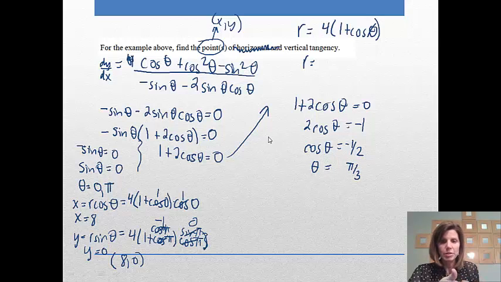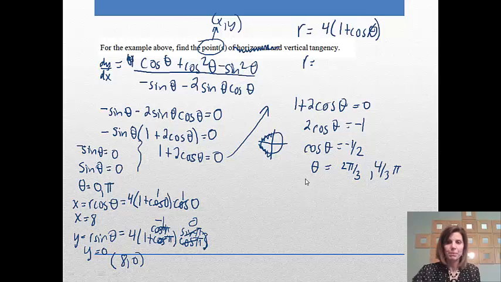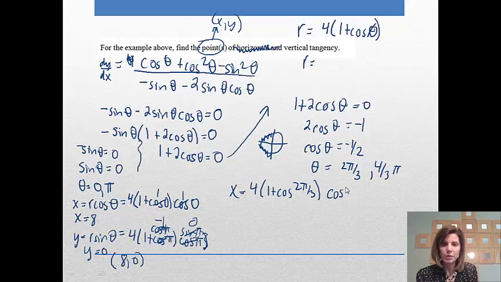But now I just need to figure out which pi over 3 am I talking about. And if we want the cosine to be negative, the x values are negative over here and over here. So that would be 2/3 pi and 4/3 pi. Okay, so we found that. So now again, we have to do our x and our y. So we'll have x equals r cosine theta. So 4 times 1 plus cosine 2 pi over 3 times cosine 2 pi over 3.